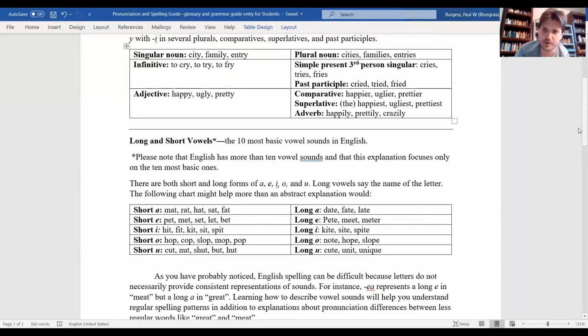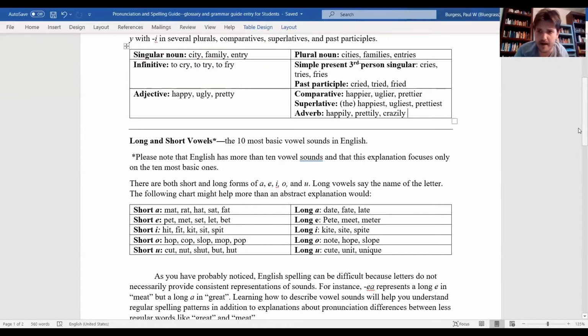Okay, right now, though, we're just talking about the 10 most basic pronunciations of the vowels, and those are the long and short vowels. Basically, there are 5 short pronunciations and 5 long pronunciations. We call them long and short, but that doesn't actually mean that you're going to spend a long time pronouncing one and a short time pronouncing the other.